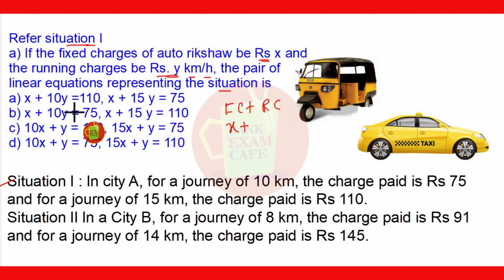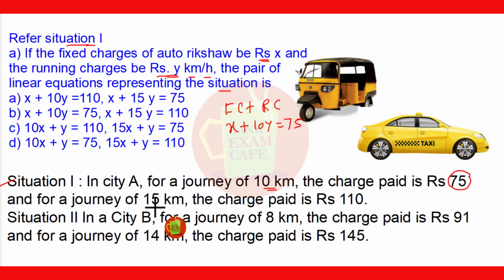And therefore here the first situation is that for 10 km the running charges will be 10 into Y, that will be 10Y, and that total charge is rupees 75, which is equal to 75. So see where this equation is there. Here X plus 10Y is equal to 75. So the second equation definitely must be X plus 15Y is equal to 110.